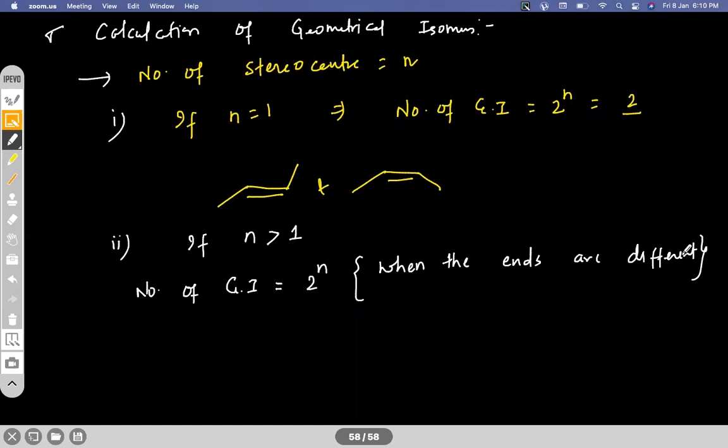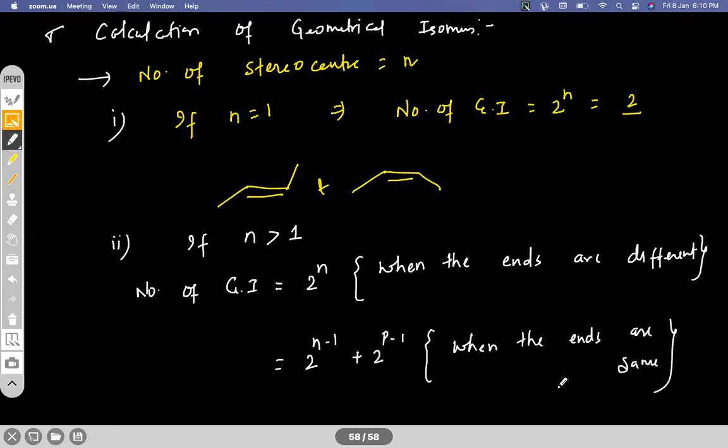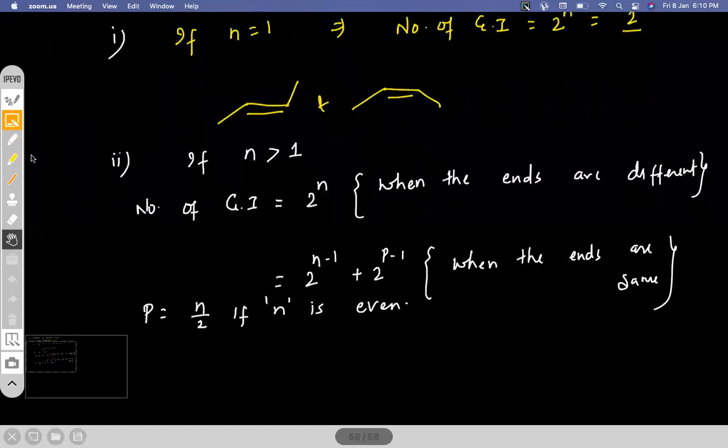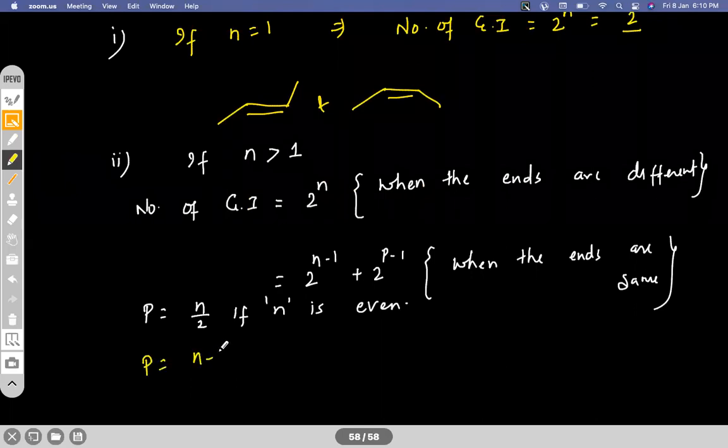Different ends: 2 to the power n. When the ends are same: 2 to the power n minus 1 plus 2 to the power p minus 1, where p is equal to n by 2 if n is even, and p is equal to n plus 1 by 2 if n is odd. This is what you have to memorize and then we can solve the questions. Let's copy down this first.